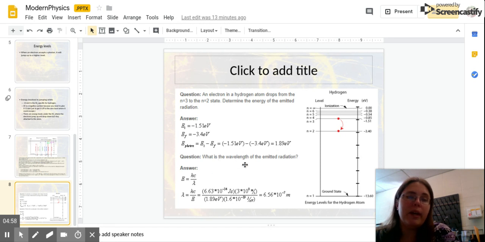And then what is the wavelength of that emitted radiation? You can use energy is equal to hc divided by lambda, and you get 6.56 times 10 to the negative 7th meters.